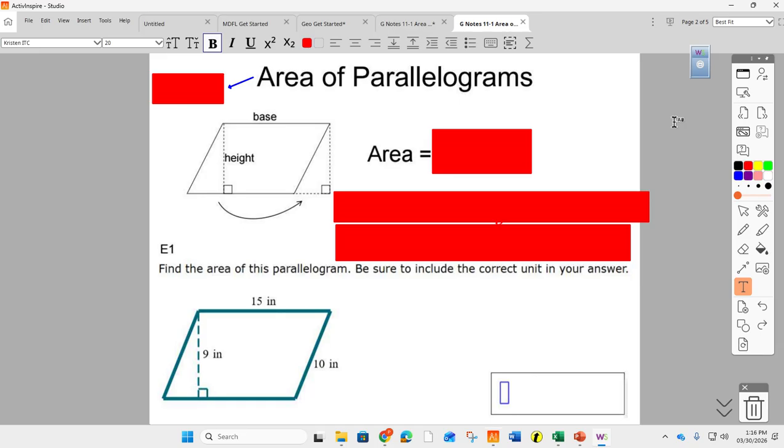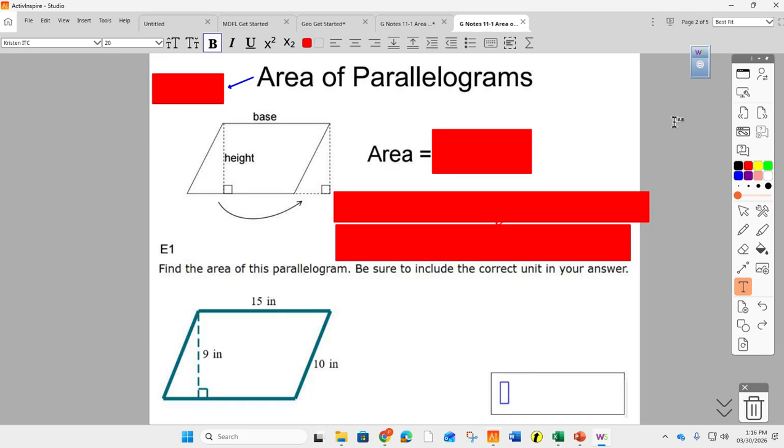Is a parallelogram a polygon? You know what a polygon is? It's straight sides and it's closed. A triangle is a polygon. Three straight sides that are closed. Is a circle a polygon? No. A circle's not a polygon. Is a semicircle a polygon? No. A parallelogram is a polygon. Triangle is a polygon. Is a square a polygon?